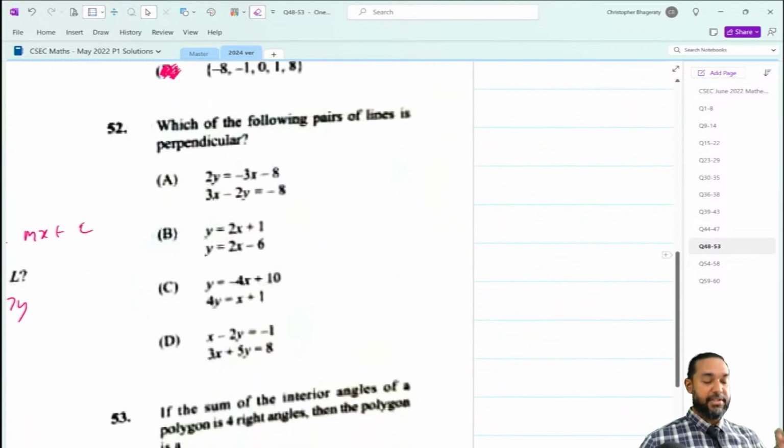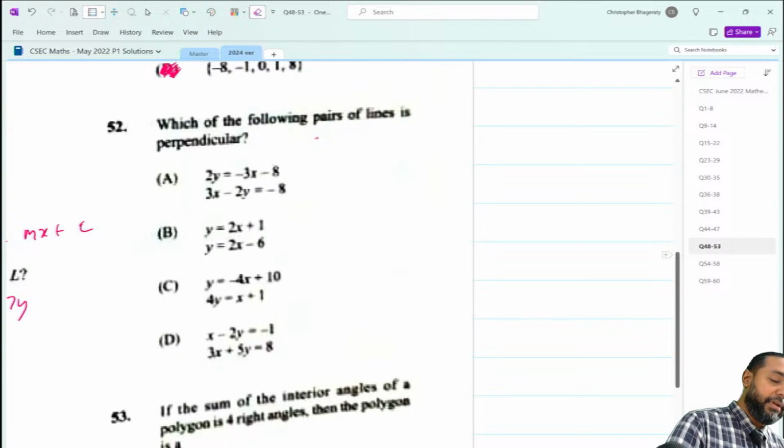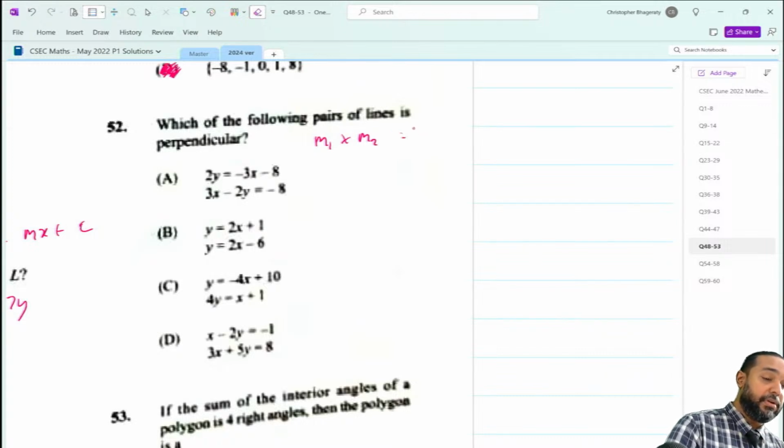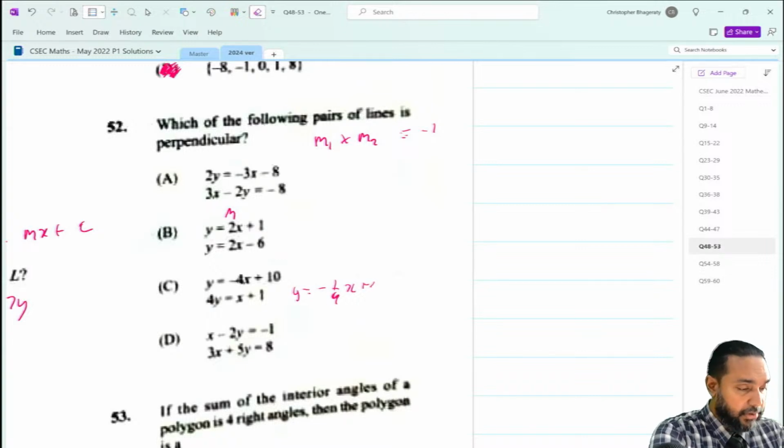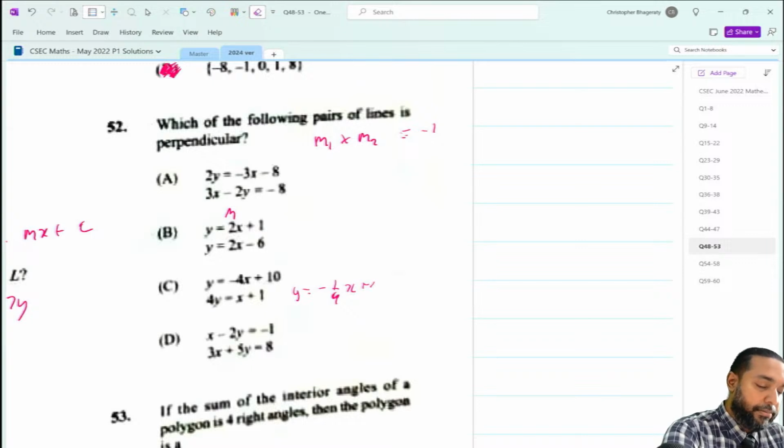Which of the following pairs of lines is perpendicular? When we have mutually perpendicular lines, there's a relationship between the gradients. The product of the gradients of two mutually perpendicular lines is equal to minus 1. It can't be these two lines because m is the gradient, so you have the same gradient on either side. This one here, if you make y the subject, you'll have minus a quarter x plus 1. That's not going to give us anything. I thought they might have given us a perpendicular, no.